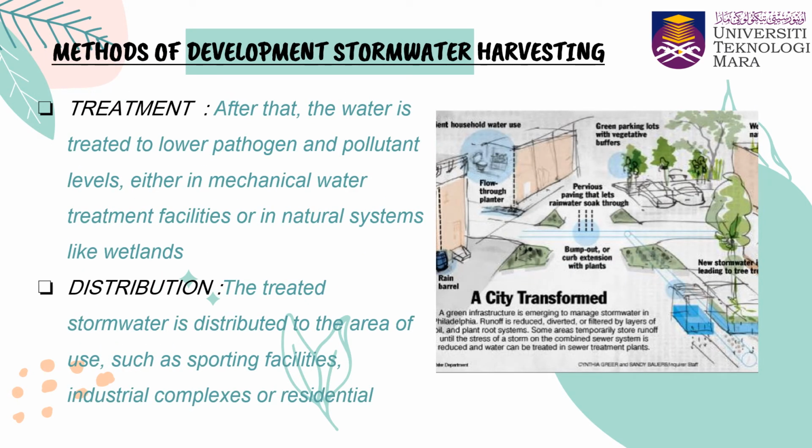Then followed by treatment, as mentioned just now. After that, the water is treated to lower pathogens, so we need to treat it to have more applications, more usage. We can use a mechanical water treatment facility, or we just use a natural system, which is a wetland, for the treatment. And then after the treatment, we can also distribute the stormwater to suitable activities or suitable areas.